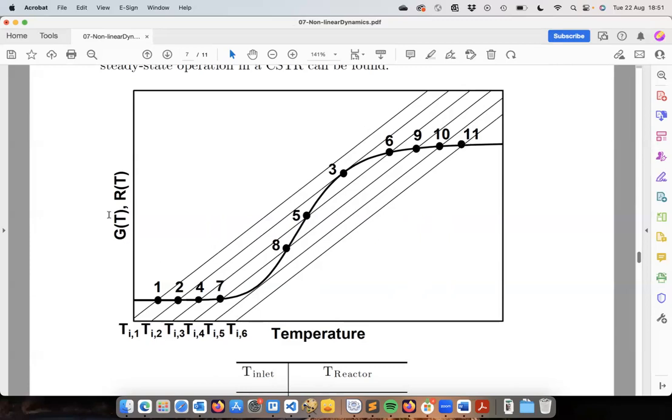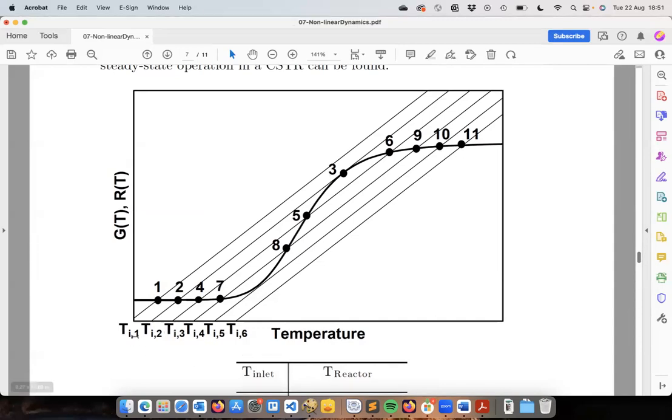So once more, we are plotting G and R. Remember, those are just terms on either side of the equation. That was the left-hand side, that was the right-hand side. And we know we have both of them as functions of temperature. So we let X be temperature, and we draw both graphs then. So we have the straight lines for R, and we have this curved line for G.